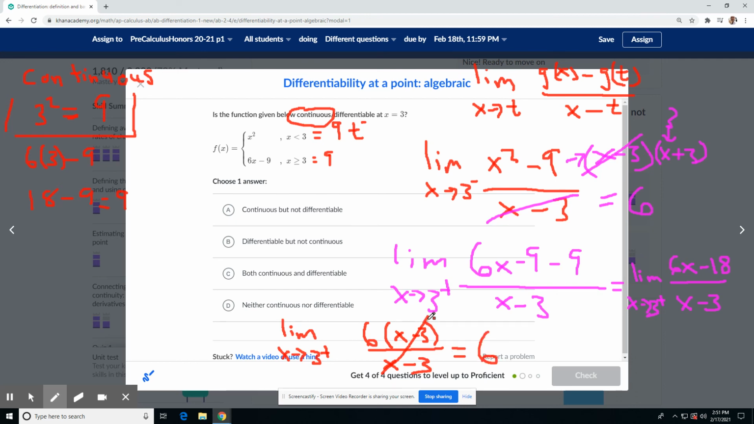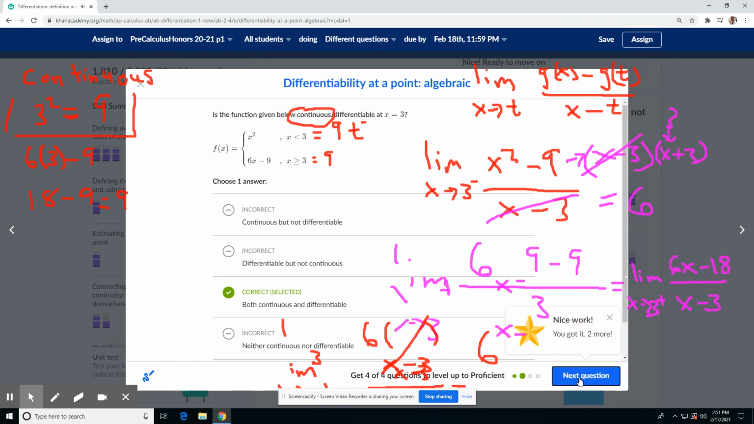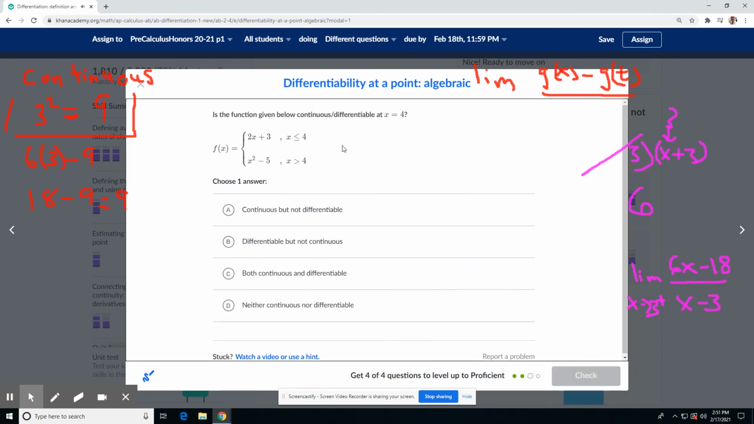Output of 6. So what does that mean? It is both continuous and differentiable. So you're going through the process each time. A note though: if it's not continuous, then you don't have to do anything else. It's neither continuous nor differentiable. If it is continuous, you have to go through the process to see how it links together. And as we get into the shortcuts, there's even a quick way of doing this, but I don't want to jump ahead of ourselves. Okay, and it looks like the rest are very similar.